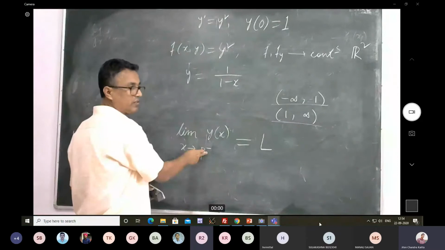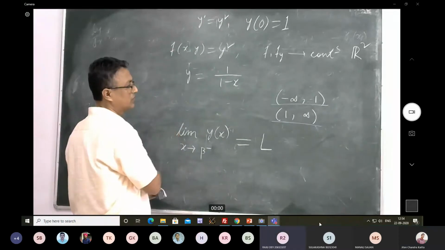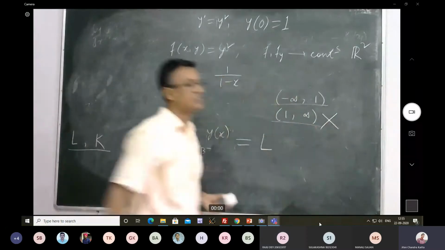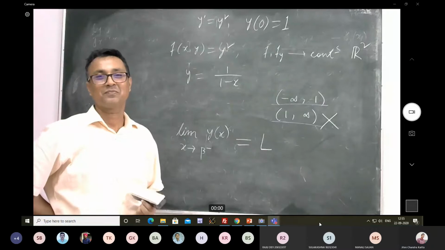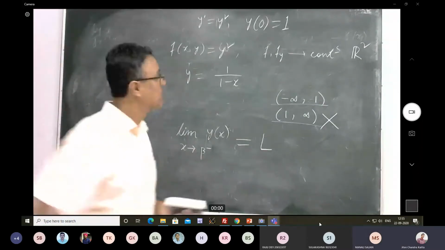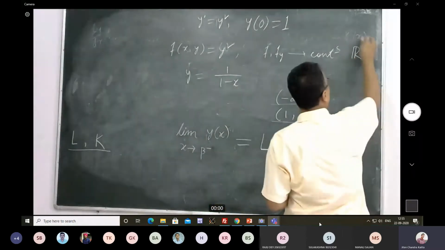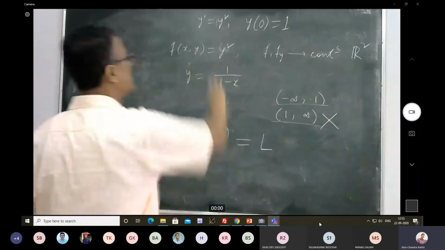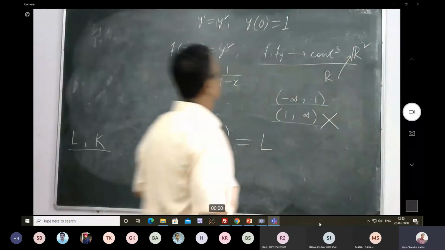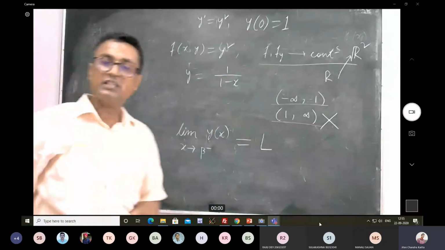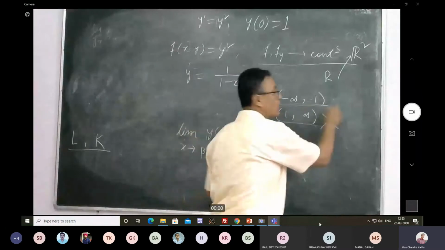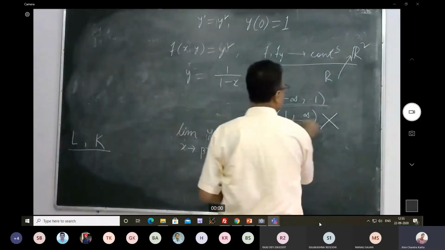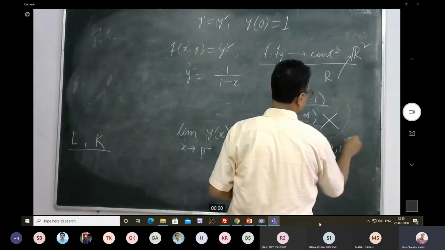So let me try to do this. 1 to infinity we cannot take because the initial point is not there. Is it okay with everybody? Yes, sir. So what we must note is that although f and f_y are continuous in the entire plane, I don't need to worry about it. Here this R I can take to be the whole R squared, no problem about that. See, you guys yourselves have found a way to eliminate those intervals.